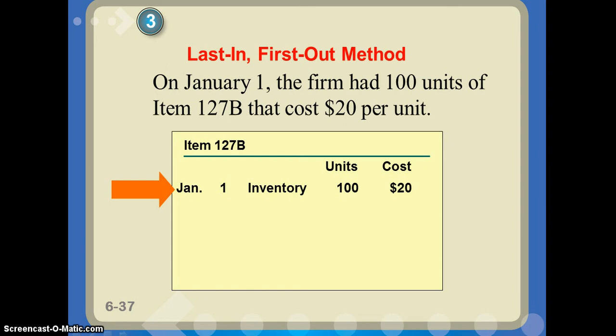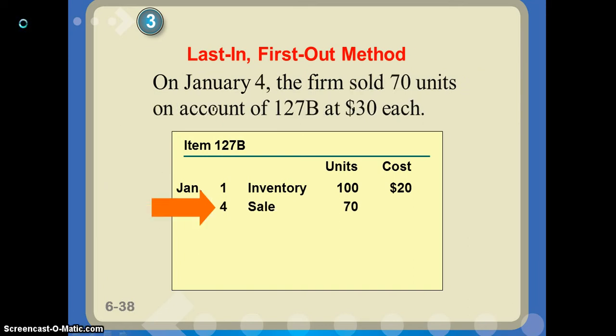Welcome back. We learned about the FIFO method of accounting for costs for inventory. We are now going to learn about LIFO, last in, first out. Looking at our table, we're starting on January 1st with 100 units of item 127B that cost $20 per unit. Use the table in your notes to fill it out as we continue on.